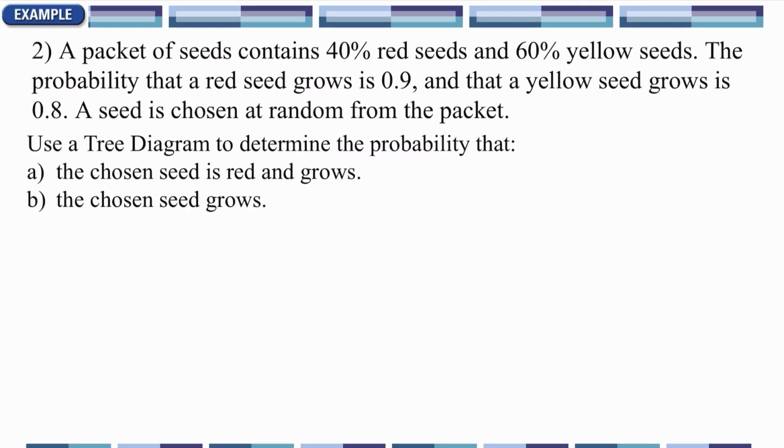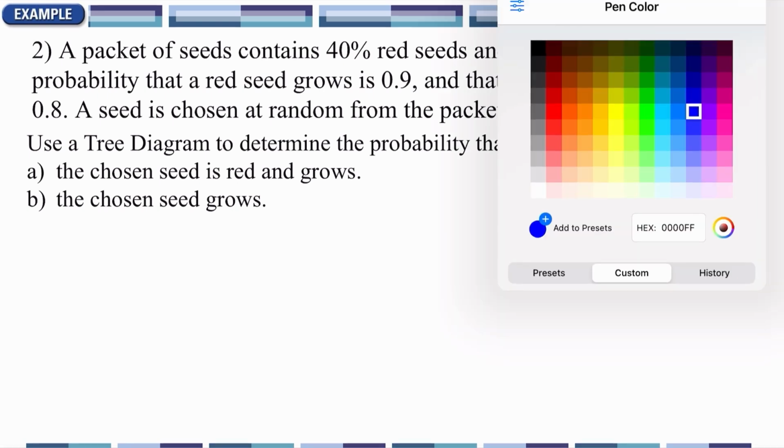Number 2, a packet of seeds contains 40% red seeds and 60% yellow seeds. The probability that a red seed grows is 0.9 and that a yellow seed grows is 0.8. A seed is chosen at random. We're going to use a probability diagram to determine these probabilities. So take a minute and draw the tree diagram.